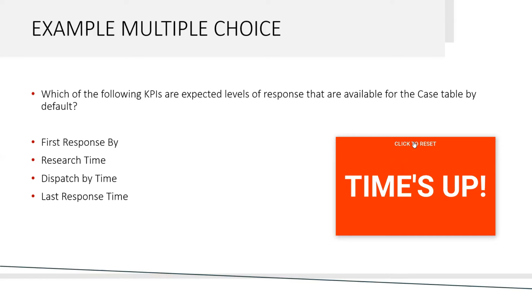Okay, so the correct answer for that question is going to be option A, first response by. By default, whenever we are creating the SLA or the SLA KPIs, we can have two different options. The very first is first response by and the second is case resolved by. So these two are going to be the default KPIs in the case table.